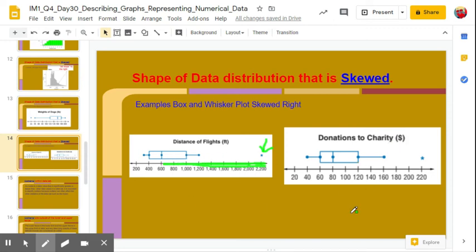On this right side, donations to charity. So the median is $80, and the range here on the left side, left half is only 40 to 80, so that's 40 total. But on the right side, it goes from 80 all the way up to $220, right? Again, this is an outlier, but even if we took the outlier out, we're going from 80 to 160, so that's a spread of 80. So this half, the data is spread out a lot more than the left half. So we'd say this is skewed to the right.